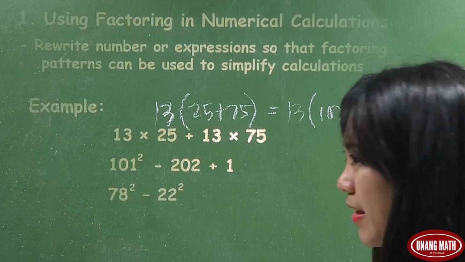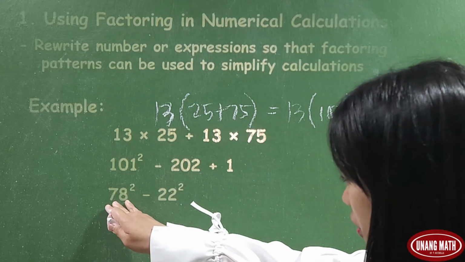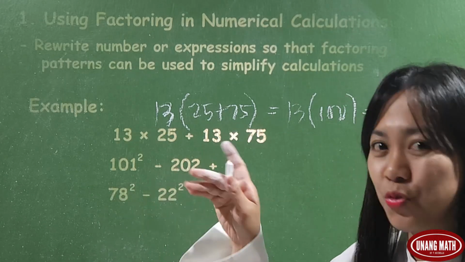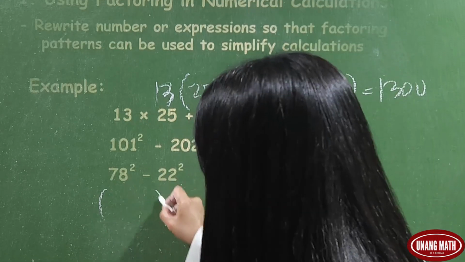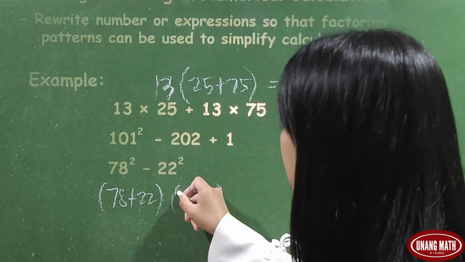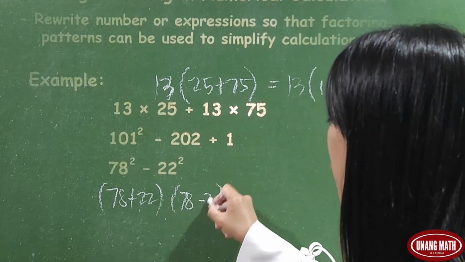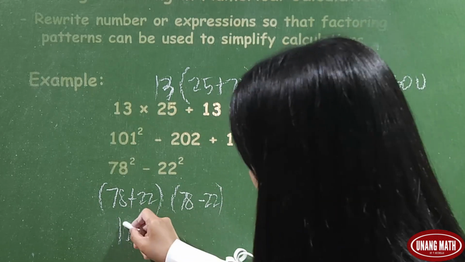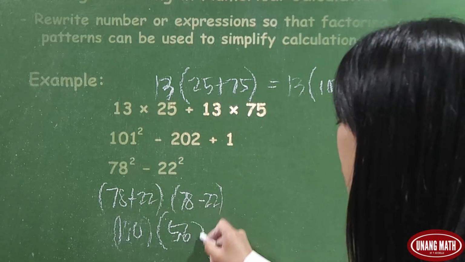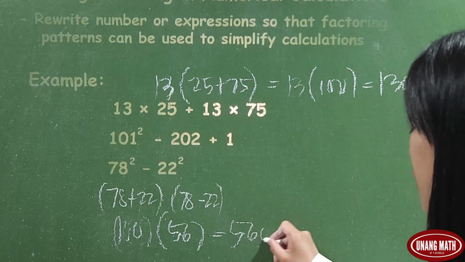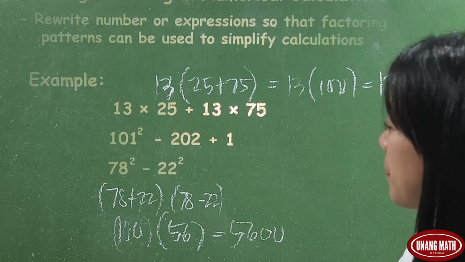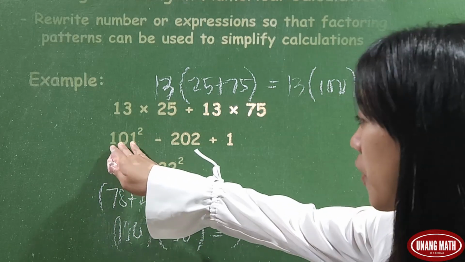Okay, what about for this third expression? 78 squared minus 22 squared. Difference of squares. We know that if we will factor this out, 78 plus 22 times 78 minus 22. This is equal to 100 times 56, which means this is 5,600.